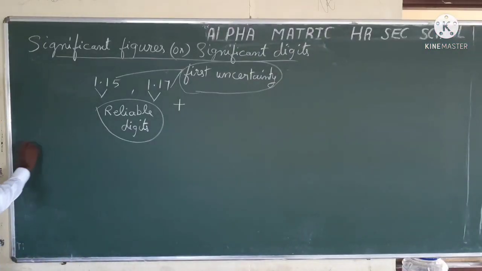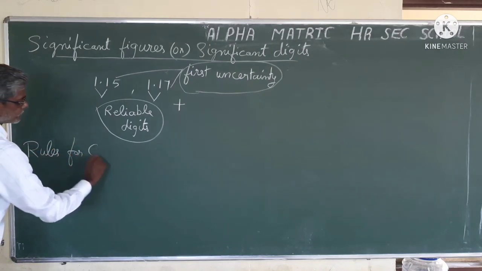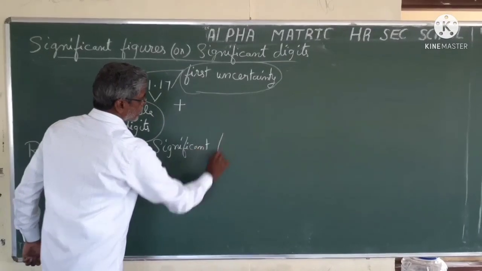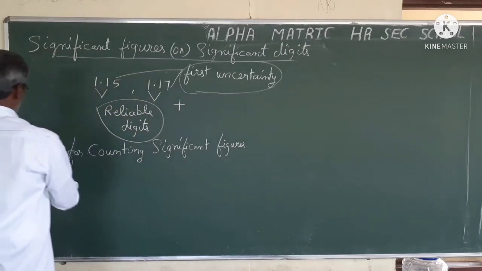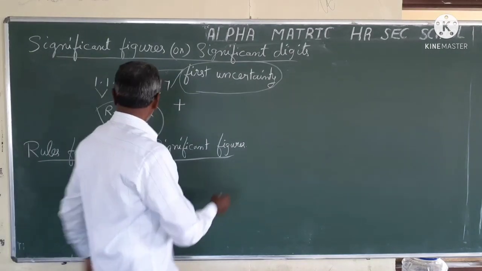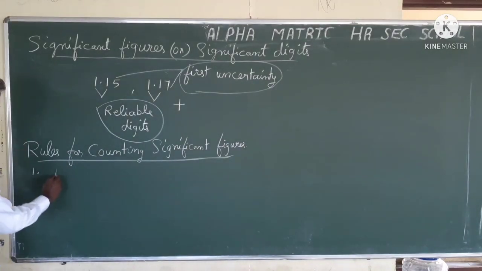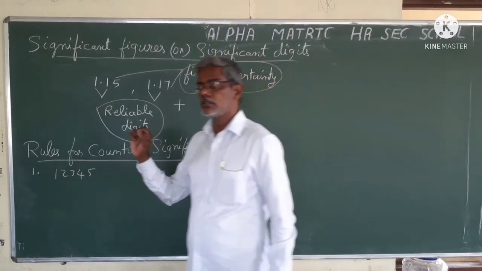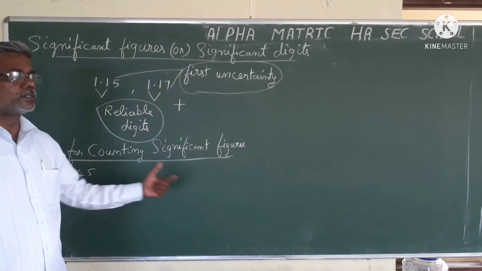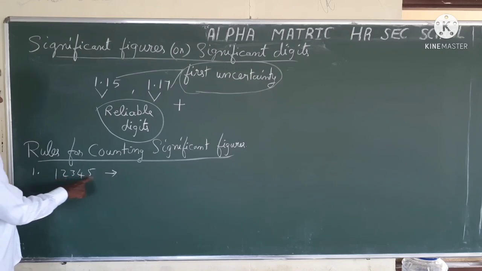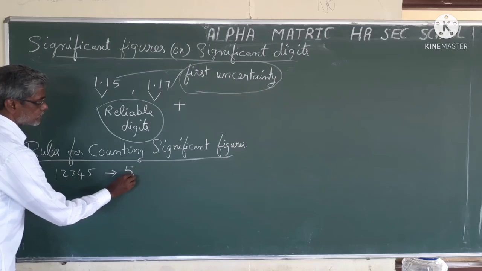Clear? Now we are going to the rules for counting significant figures. First rule. In this number there is no zero. It is non-zero digits. If there are non-zero digits, then we must count all the digits. That will give the significant figures. In this number, you count how many digits are there? 1, 2, 3, 4, 5. So the significant figures for this number is 5.